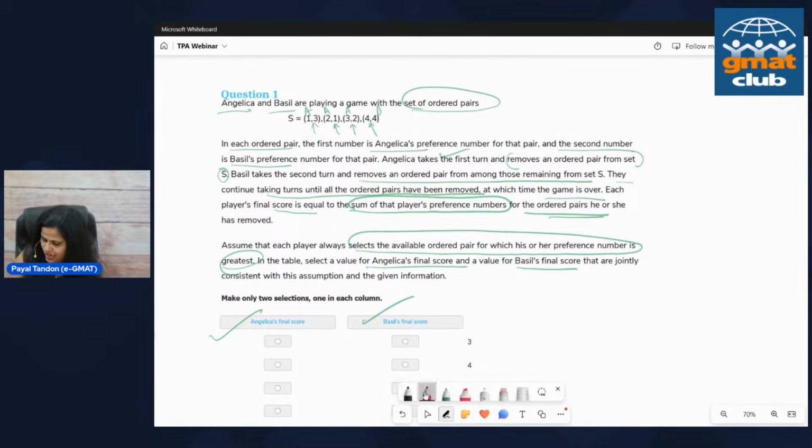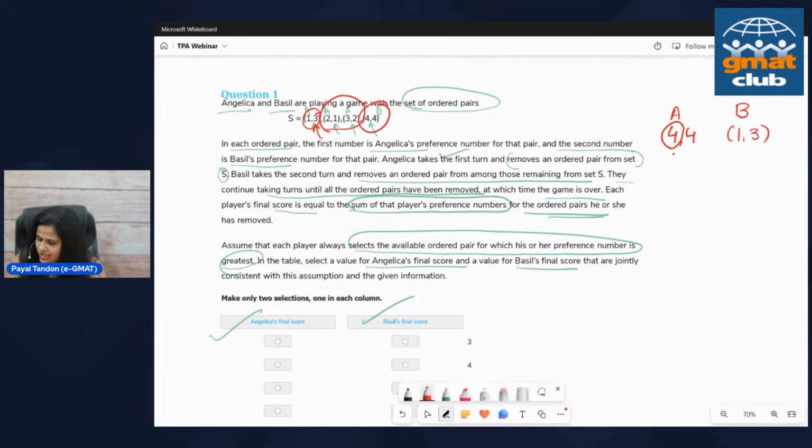Angelica's turn is first, right? So A is going to pick up what? She's going to pick up 4 and 4. So this one is here. And now I circle this because I know that this is going to add to my score. This number is actually going to be part of the score. Next one is going to be what? B is going to pick up 1 and 3. Why? Because that is the largest number for her. Now, what is left? These 2 are left.